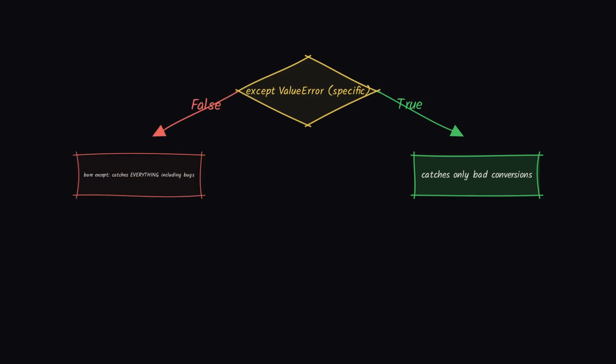Bare except catches every possible exception. A typo in a variable name. A memory error. A keyboard interrupt. All silently swallowed. Always name the specific exception. If you need to catch multiple types, list them in a tuple or write separate except clauses.